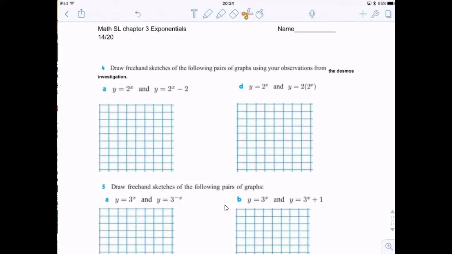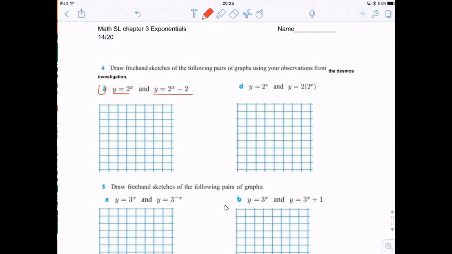Page 14 of exponentials. Draw freehand sketches of the following pairs of graphs using your observations from the Desmos investigation. Okay, so let's go to A. It says to draw two graphs. One is y equals 2 to the x, and the other is y equals 2 to the x minus 2.